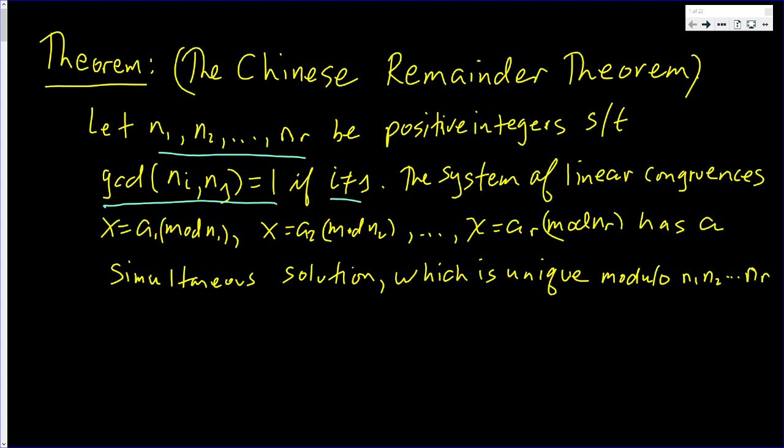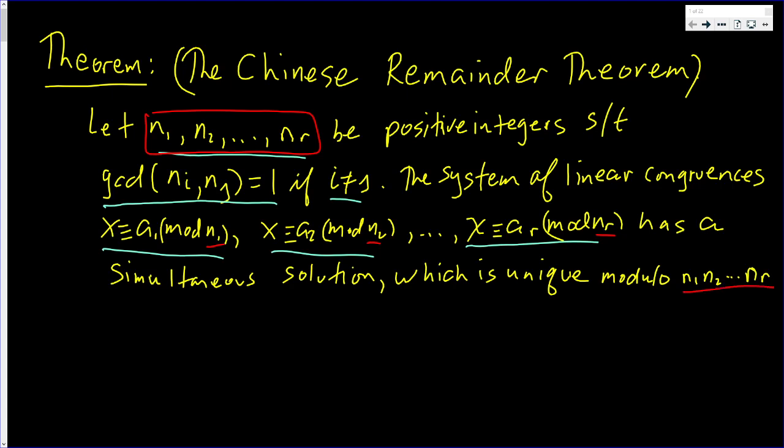Now, if those r positive integers are pairwise relatively prime, then the system of congruences, notice what the mods are, these are pairwise relatively prime numbers. In this case, it has a simultaneous solution. In fact, this solution is unique modulo the product of those r numbers, n1 times n2 up to nr. The proof isn't that bad.